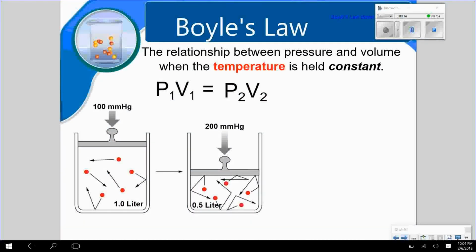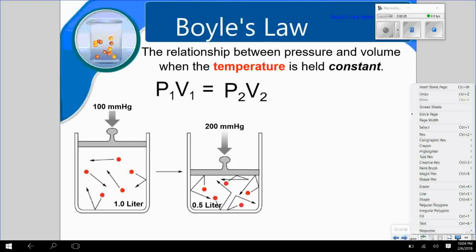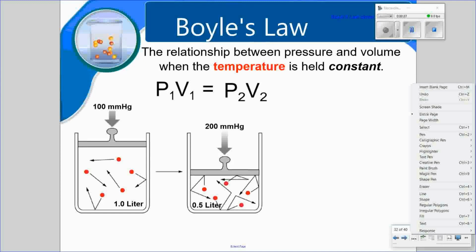So we're going to kick things off with Boyle's law. Boyle's law discusses the relationship between pressure and volume when your temperature is held constant. And it's notated by this equation right here: P1 V1 equals P2 V2.